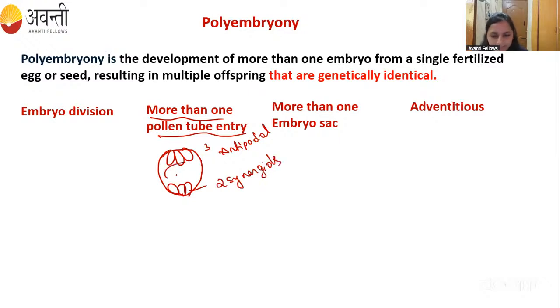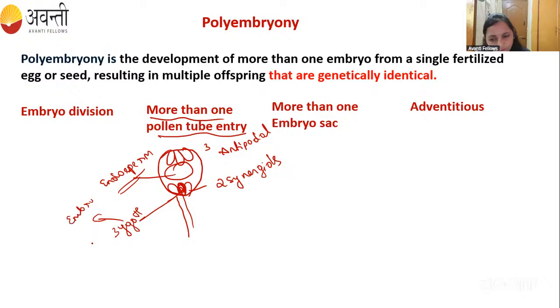Here the central cell, we know, is going to form the endosperm. We are not going to touch that because we need nourishment, right? So that's why we are not going to touch the endosperm. But what is happening now? One pollen tube entered and fertilized the egg. Now it is going to form a zygote, and from this zygote, it is going to form an embryo. This is one part.